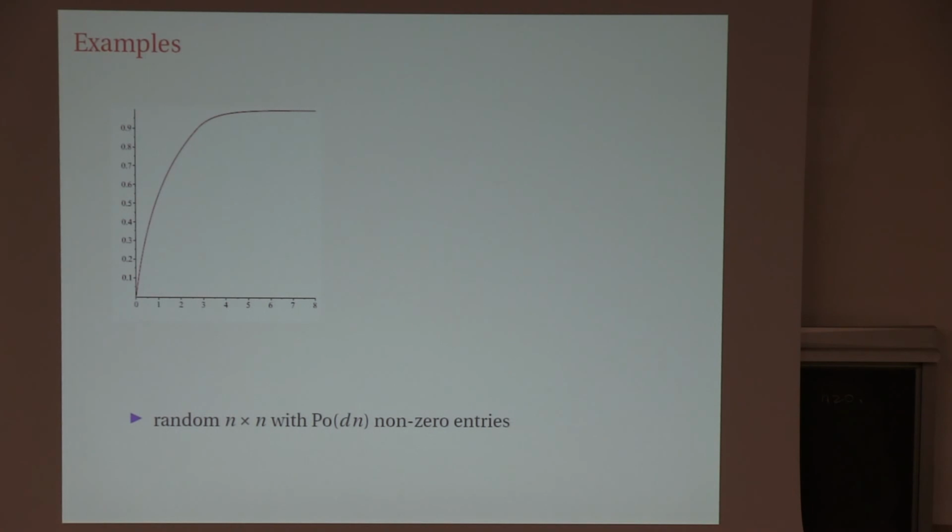Here's another example. This is more like the simplest random matrix you can think of, at least the simplest sparse random matrix. Namely, you just take an n by n matrix and distribute Poisson D entries that are non-zero randomly in your matrix. And so that's the rank plot that comes out. This axis here is again D, and that's the rank divided by n. And again, there's a phase transition there at d equals e, so let's see how that happens.